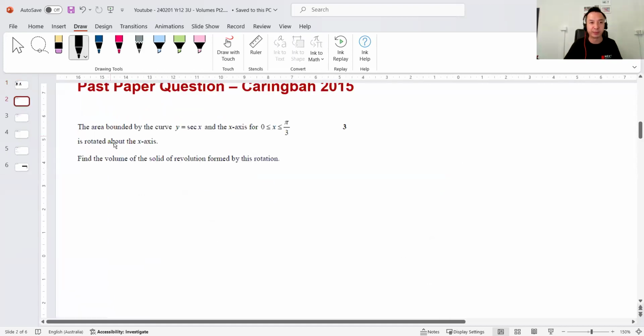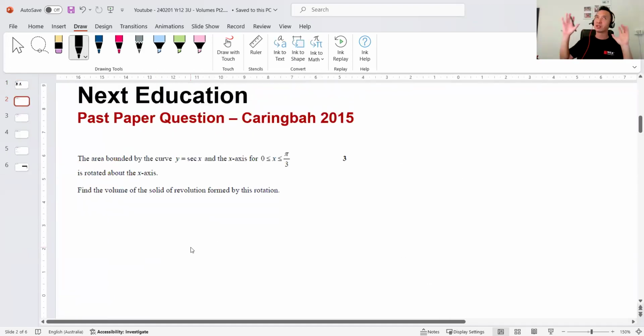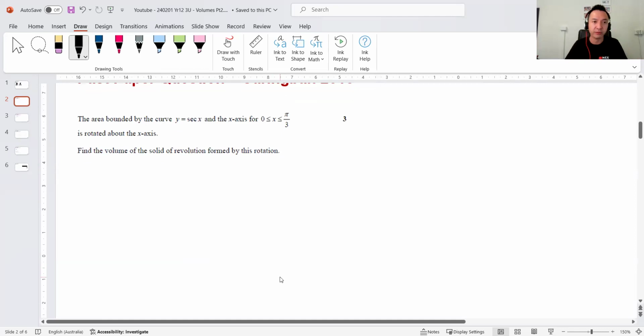So the first past paper question comes from Caringbah 2015. Now, it's worthwhile pointing out that before the change in syllabus in 2019, so 2020 was the first year of the new syllabus, 2019 backwards, volumes was actually part of the Advanced syllabus. So some of these questions, which are somewhat easier, like this one here, would be part of the 2-unit Advanced syllabus, but now all volume questions are part of Extension 1. So if you dug into the past and wondered why these questions are all hard in 3-unit, it's because the easier ones were in the 2-unit paper. So let's get started.